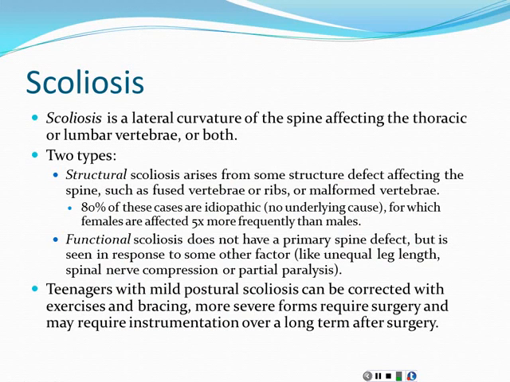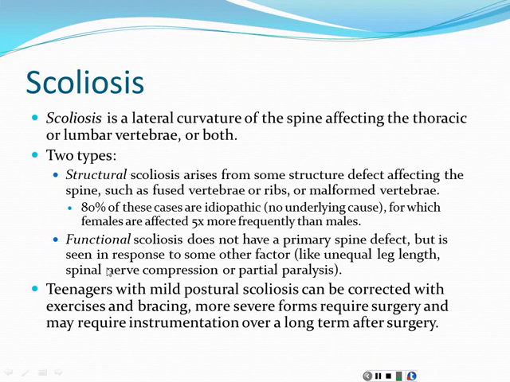So either the vertebrae are not sitting right on top of each other, or one is curved, a malformed rib, malformed vertebrae. 80% of these are idiopathic. In other words, we have no idea why they occurred. It does tend to run in families, and it's much more common in women than it is in men. So if mom had scoliosis, chances are daughter's going to have scoliosis too.